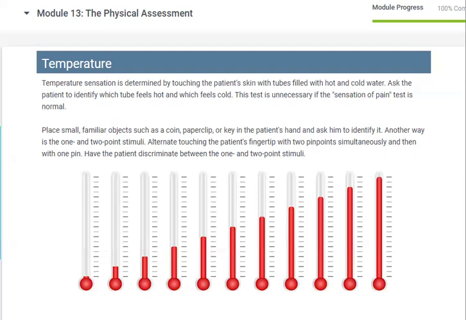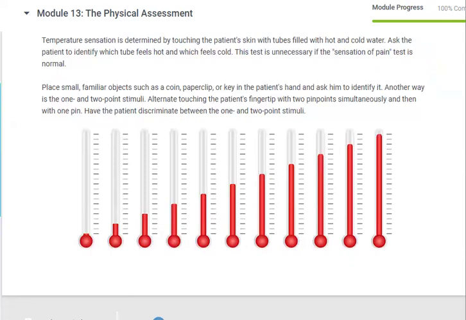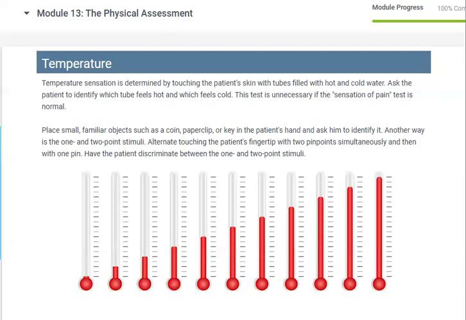Cardiovascular, respiratory, gastrointestinal, and genitourinary systems. During the physical assessment, the following key systems are examined as follows: the respiratory system, the cardiovascular system, the gastrointestinal system, the genitourinary assessment.